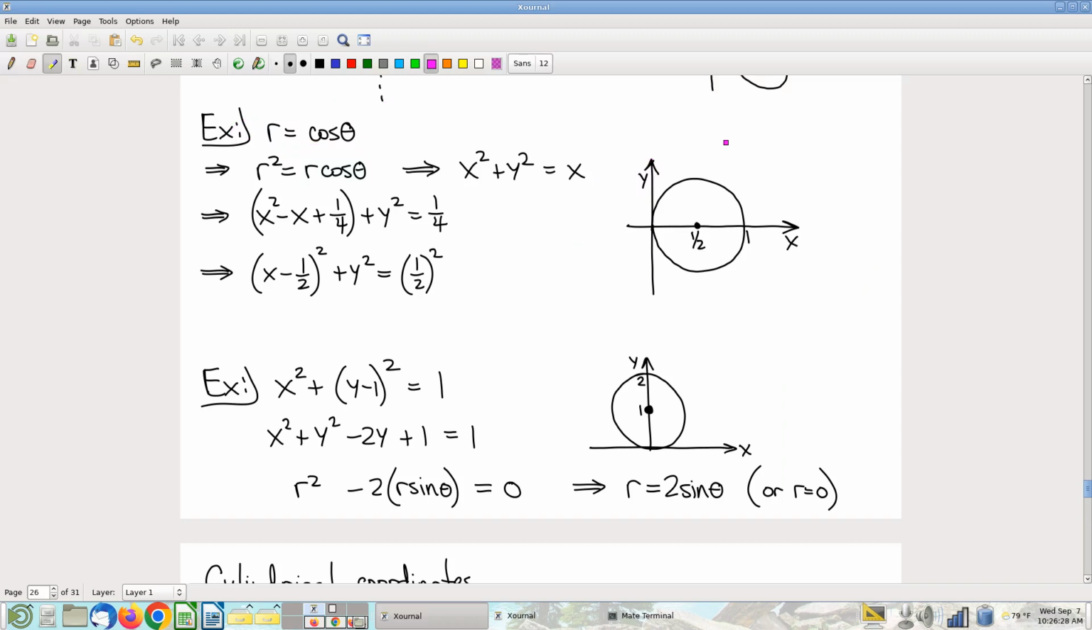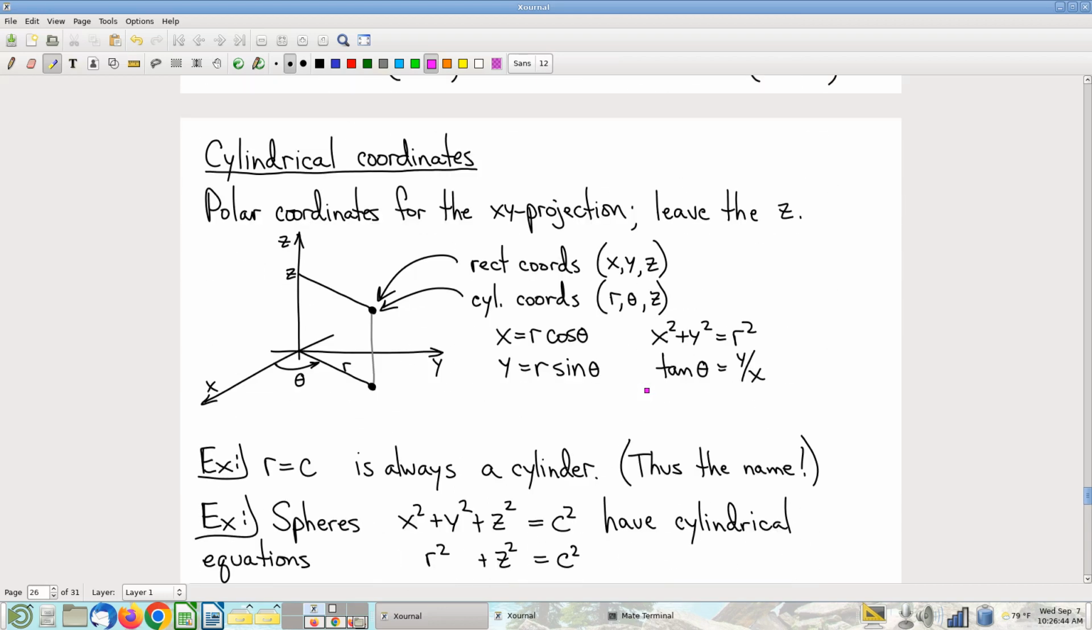And then likewise, if it's on the y-axis, those are going to come up. Okay. Everybody happy? Are we good? Okay. Good deal. So, cylindrical coordinates.